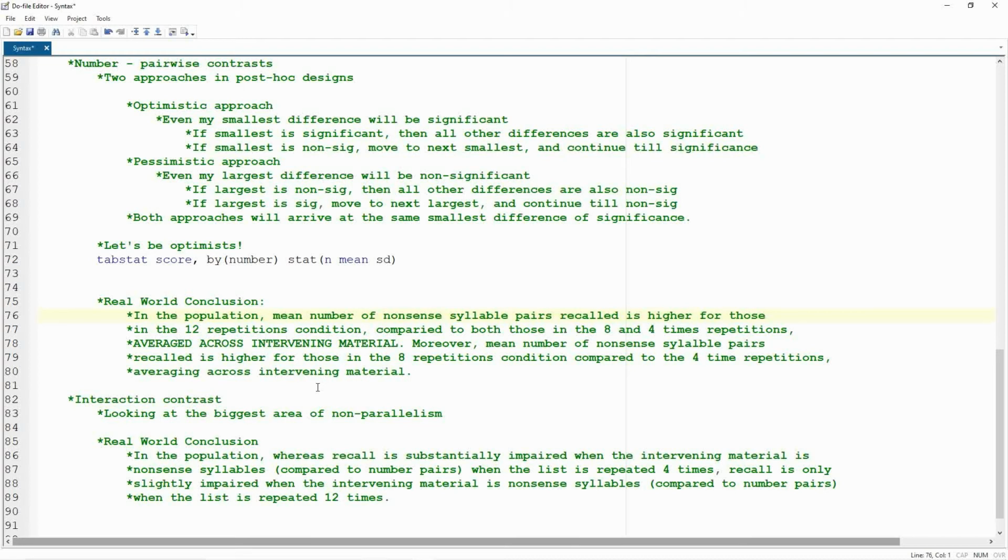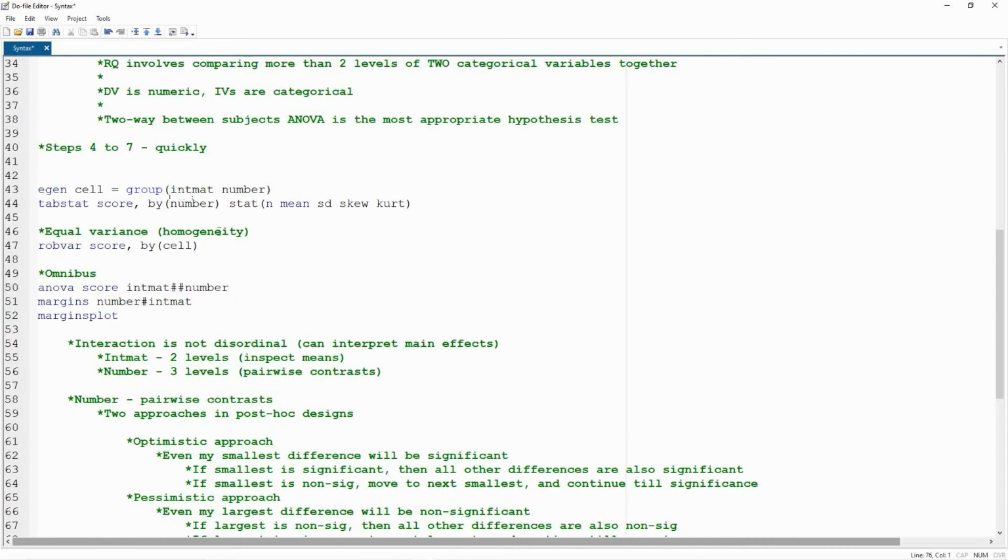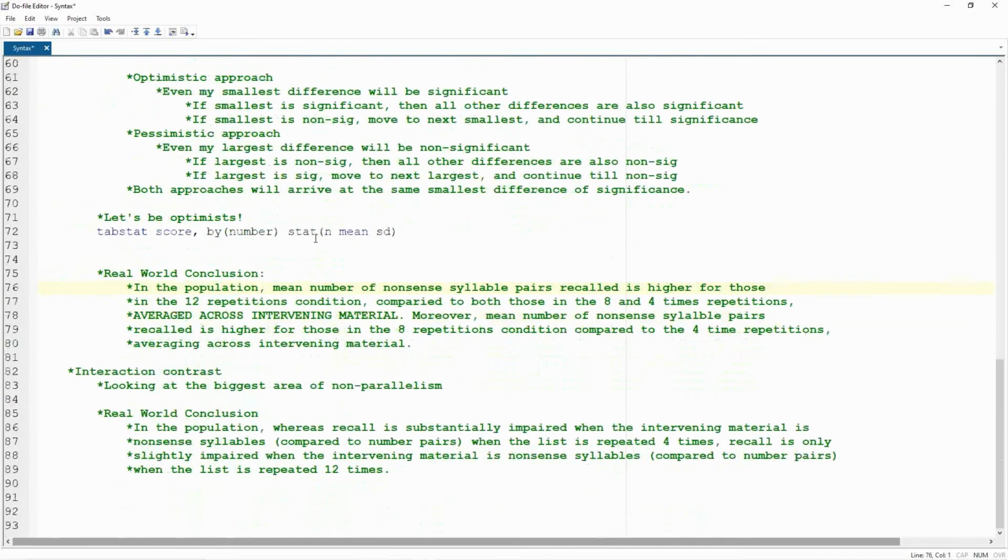We've now taken the optimistic approach and looked at the contrast for intervening material as a main effect. We've also looked at the main effect for repetition. This is fine, but the thing we're really interested in is the interaction term. We looked at these main effects mostly to show you how to do them, so if there is a time that you need them, you now know how. But the interaction is really what we're interested in.